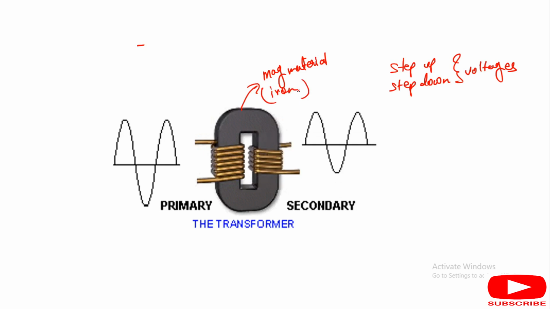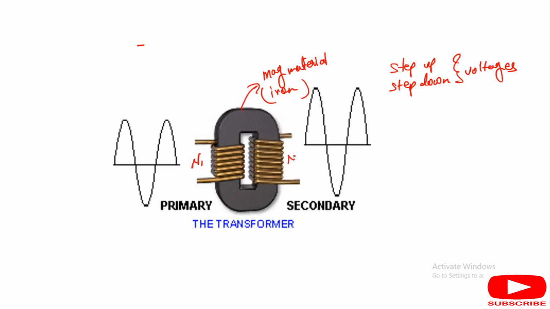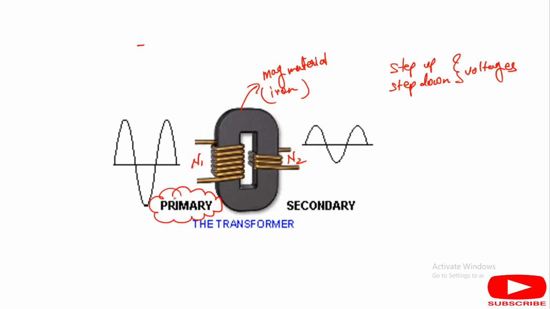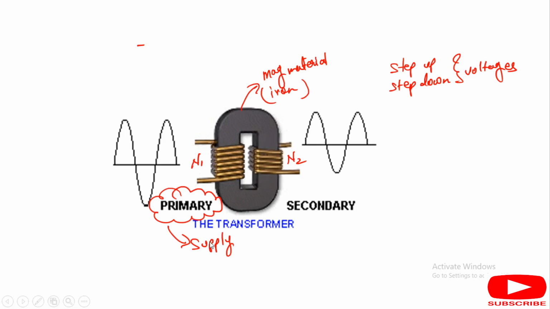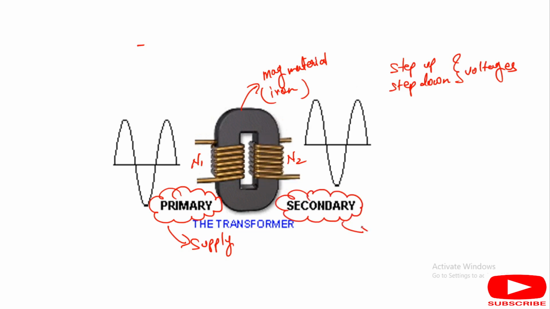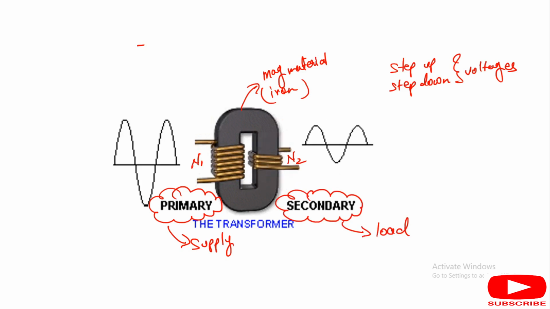Let me assume that N1 is the number of turns of the primary coil and N2 is the number of turns of the secondary coil. Here, primary of the transformer means where we supply the AC voltage. The supply side of the transformer is called the primary, and secondary of the transformer means where we connect the load. The load side of the transformer is called the secondary side of a transformer.